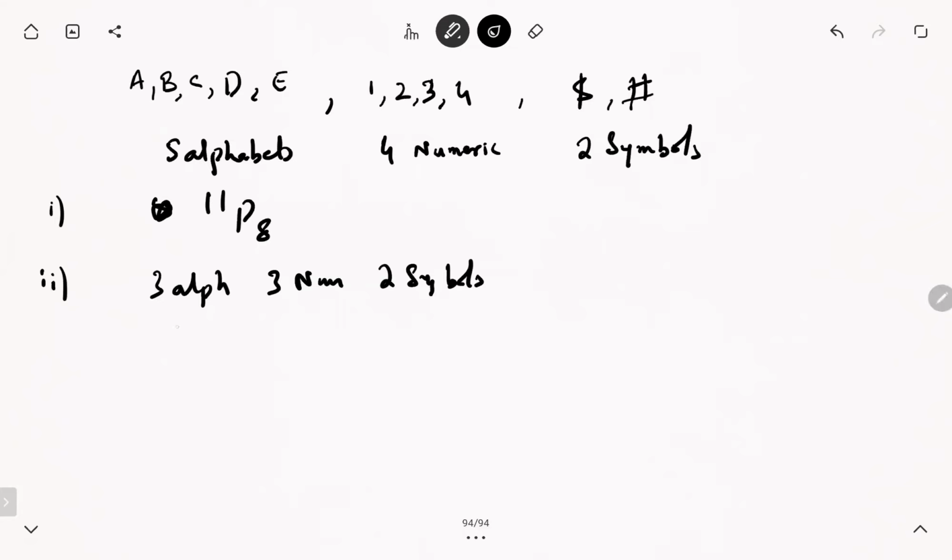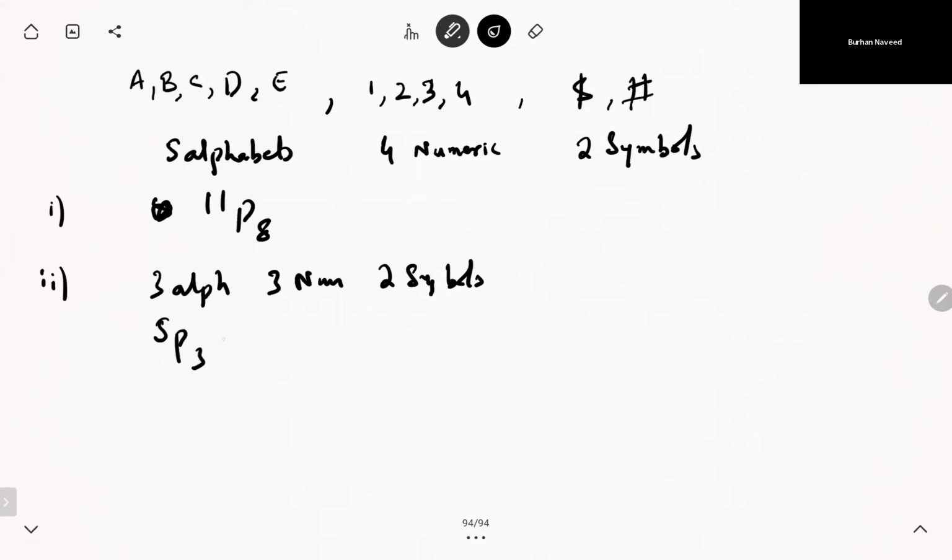Yes, 3, sir. Alphabets mean out of 5 you have to use 3. So 5P3. And "and" means you have to multiply, not add. Should there be 3 alphabets and 3 numerics and 2 symbols? 3 alphabets and 3 numeric and 2 symbols. Yes, it is the case of and.